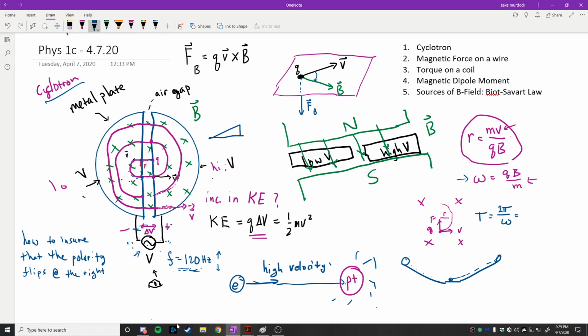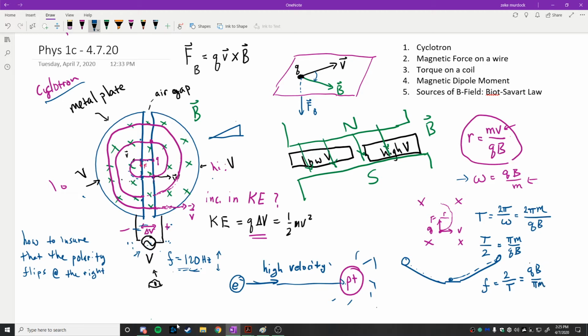Now, this would be the time that it would take, so it's 2 pi times the mass divided by q times B. That's the period, right? And how long is it going to take to go from here to there? That's half of a circle, so it just takes T over 2, which is equal to pi times the mass divided by qB. And then really what you want is the frequency, which is 1 over the half period, so that's going to be equal to qB over pi times mass.